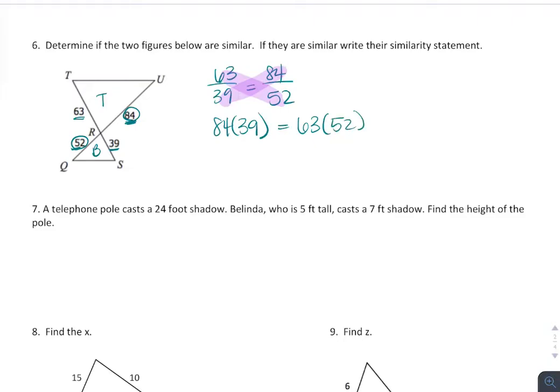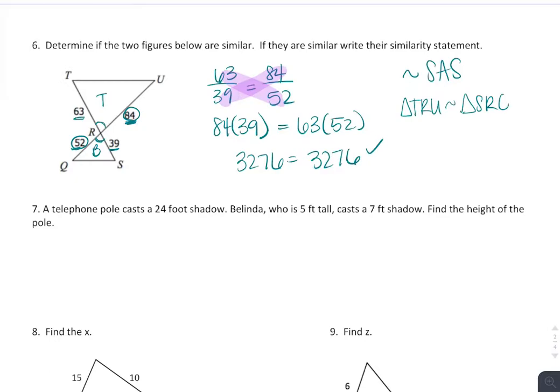And shockingly, they both come out to be 3,276. So that checks out. The sides are proportional. Then we also know that we have congruent angles because of vertical angles. So they are congruent by SAS, side angle side. And we could use the similarity statement. TRU is similar to SRQ.